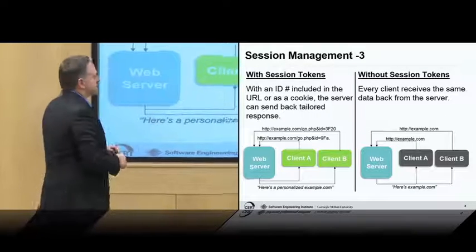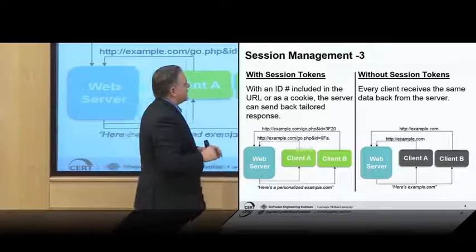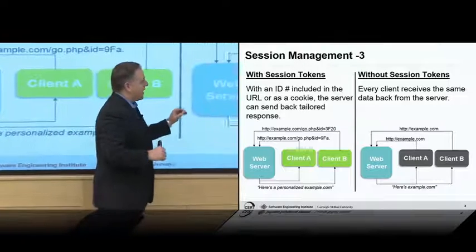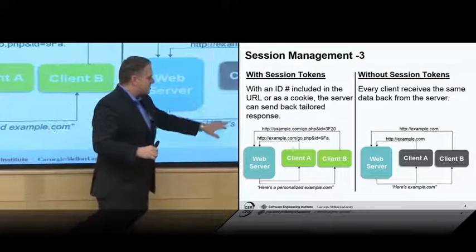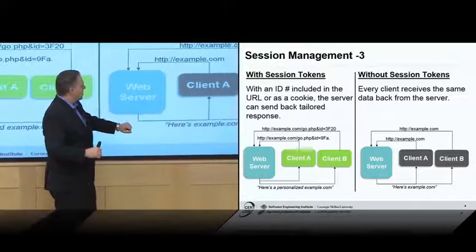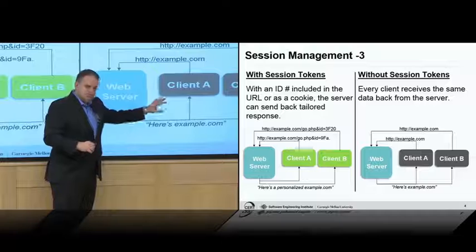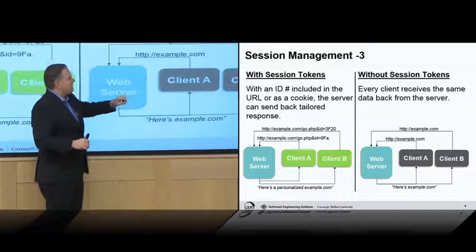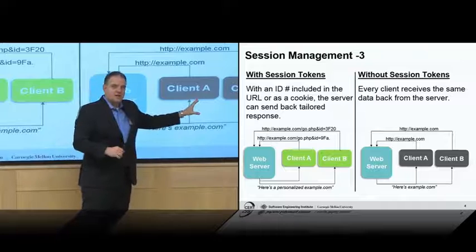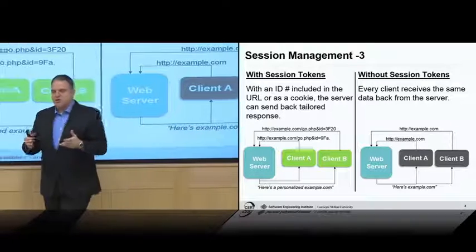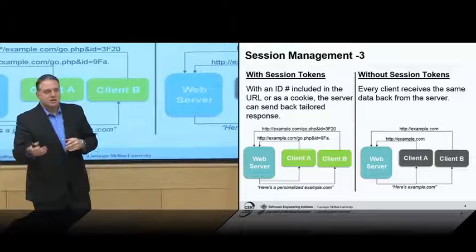So just an example of this really quick. Start on the right here. Without a session token, every client would receive the same answer. So if client A asks for example.com, what they're actually going to get is example.com. If client B makes the same request, they're going to get the same data back. And so there's no notion of differentiation between clients.